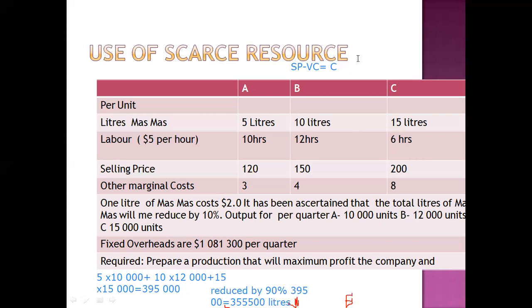If you miss this, then it means your answer won't be correct. You need to be very careful on this. So it means it's a matter of just saying 395. These are the total liters that we require, but they are going to reduce it by 10%. It means they will supply 90%.